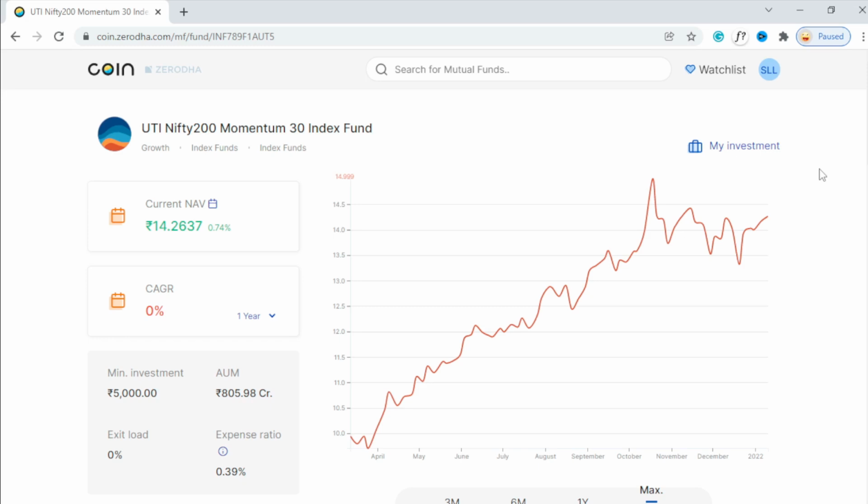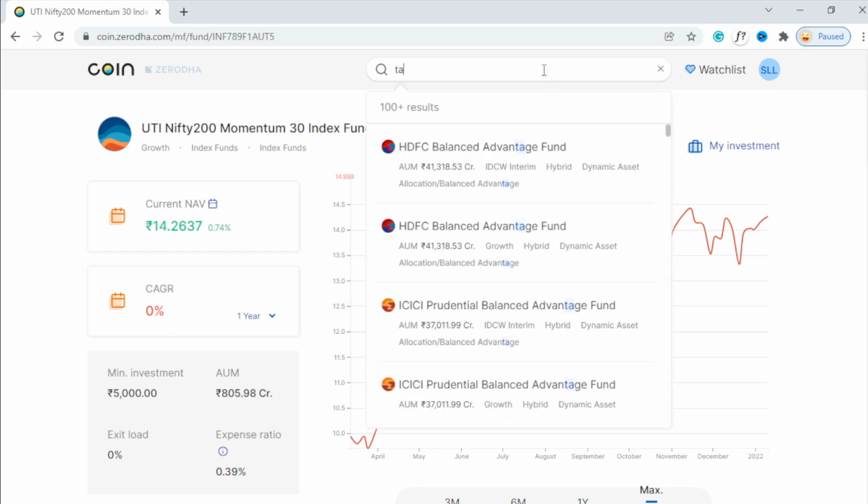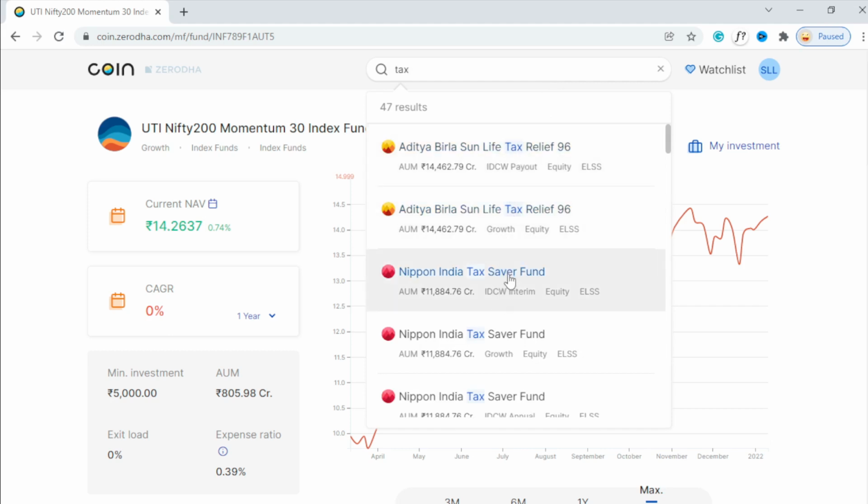There is a scheme called ELSS, Equity Linked Saving Scheme, under which we can save up to 1.5 lakh rupees from the tax under 80C. But this comes with a lock-in period. And if you want to find those stocks, you can check for tax saver funds. So you can find plenty of tax saver funds.